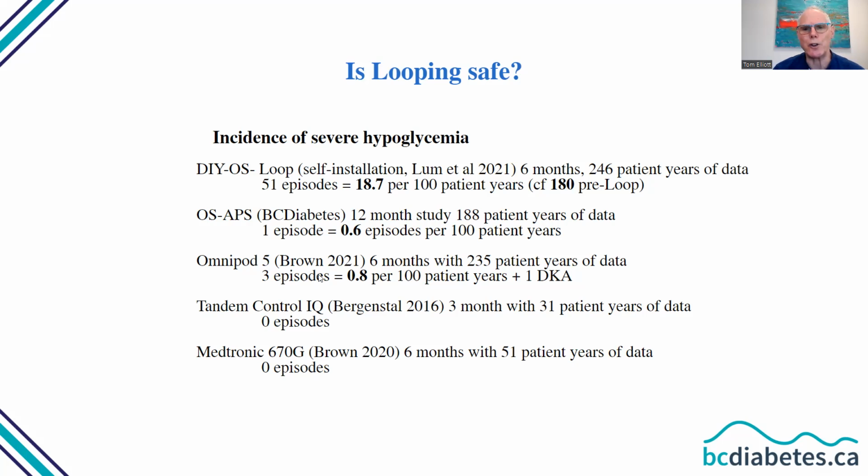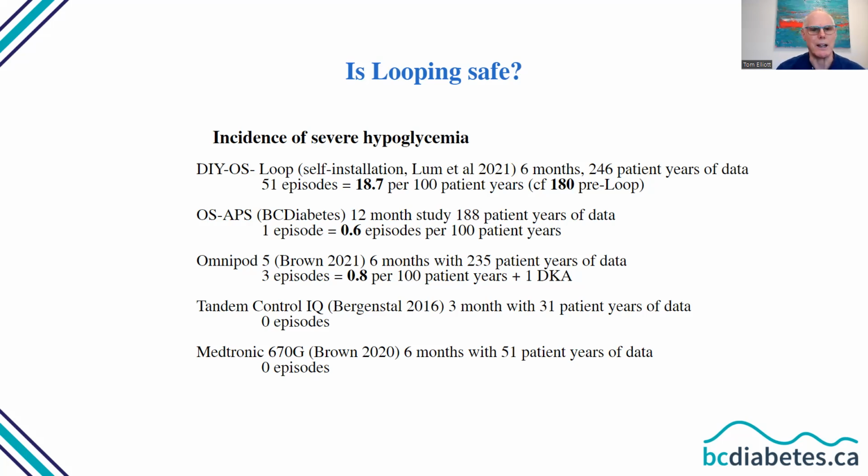In total, there were 246 patient years of data, and there were 51 episodes of severe hypoglycemia for an index rate of 18.7 per 100 patient years. This seemed like a high number to me, but interestingly, in the 6 months prior to the study, the incidence of hypoglycemia was 10 times that seen in the study itself. So 18.7 for people who install Loop themselves.